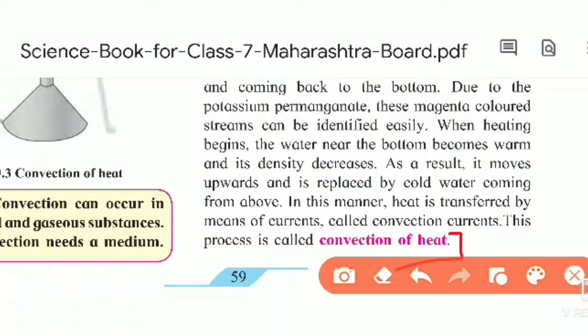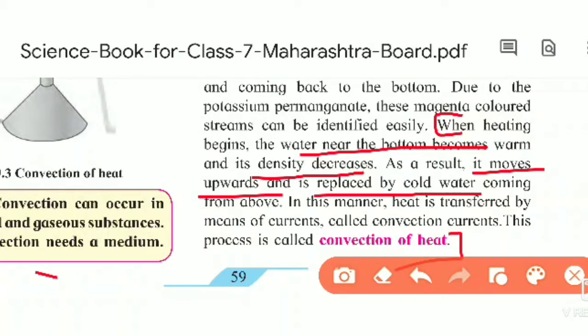So what we have to write? When heating begins, the water near the bottom becomes warm and its density decreases, and as a result it moves upward and is replaced by the cold water coming from above. And this type of transfer of heat is called a convection current, and this process is called convection of heat. Okay, so you have to learn the conduction and convection of heat.